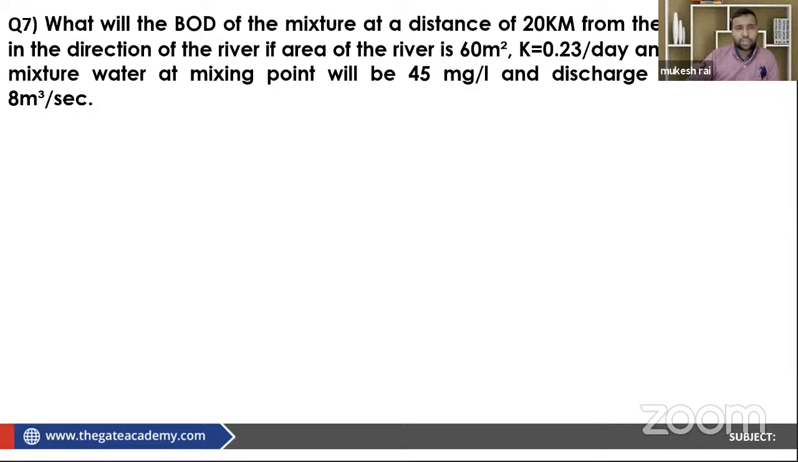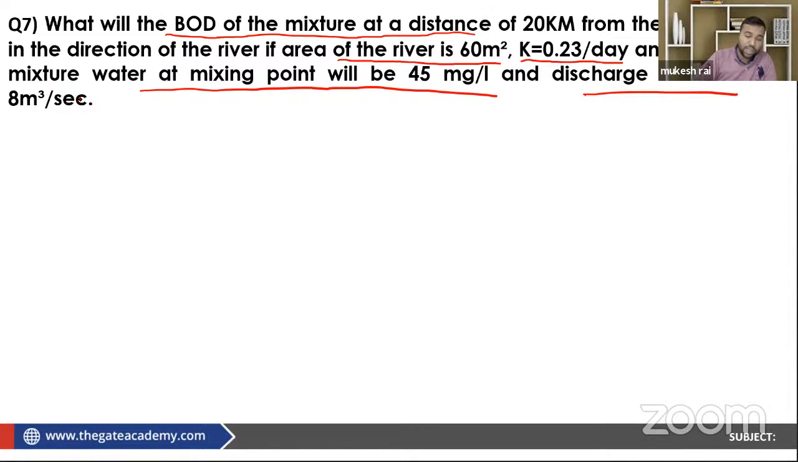Now we have the next question. What will be the BOD of the mixture at a distance of 20 km from the mixing point in the direction of the river if the area of the river is given as 60 meters square, the decay constant is given as 0.23 per day, the 5-day BOD of the mixing water at the mixing point will be 45 milligram per liter, and the discharge of the mixture is given as 8 meter cube per second. Now we need to find the BOD after traveling a distance of 20 km from the mixing point. Now just solve it.